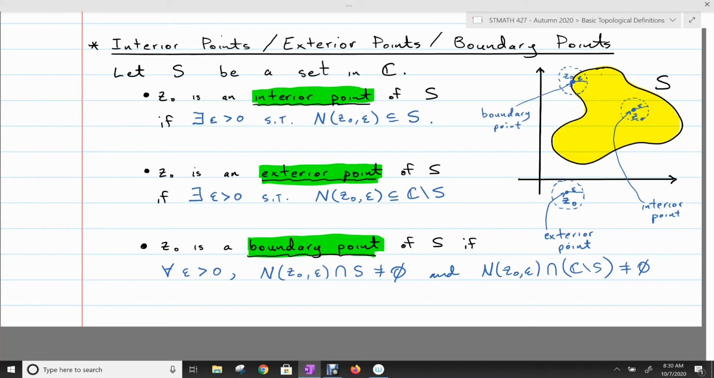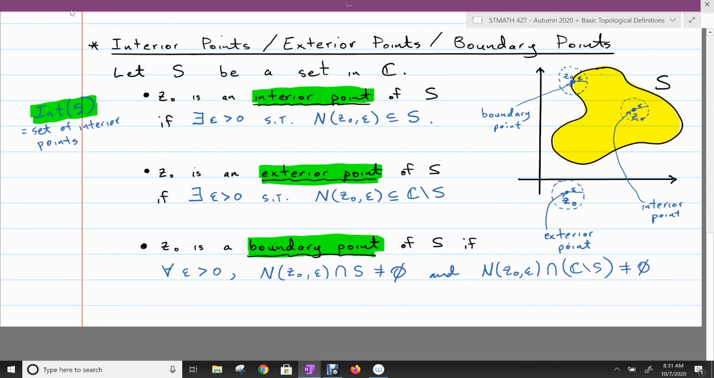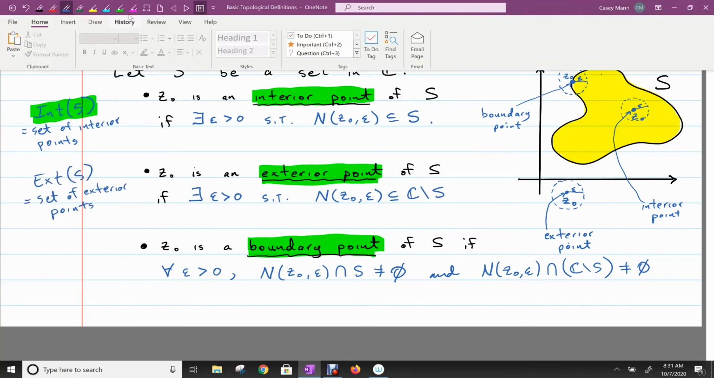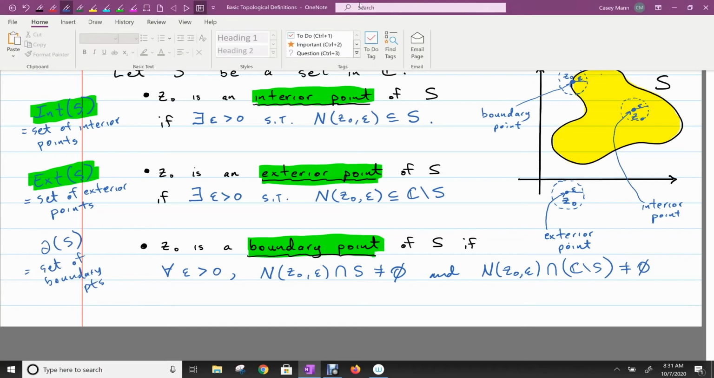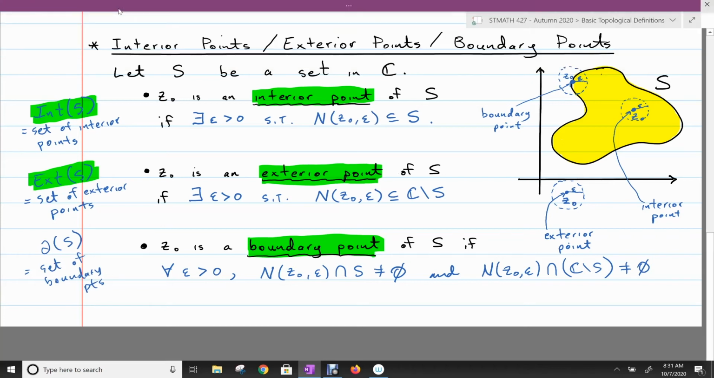A few more bits of terminology. If we gather up all of the interior points, I would get a set, int of S. So this would be the set of interior points. I can similarly talk about the collection of all exterior points. Maybe I'll call that ext of S. And then for the collection of boundary points, it's common to use a del symbol, so del of S for boundary. Sometimes people use BD for boundary too, but I'm going to use this del symbol because I like it.